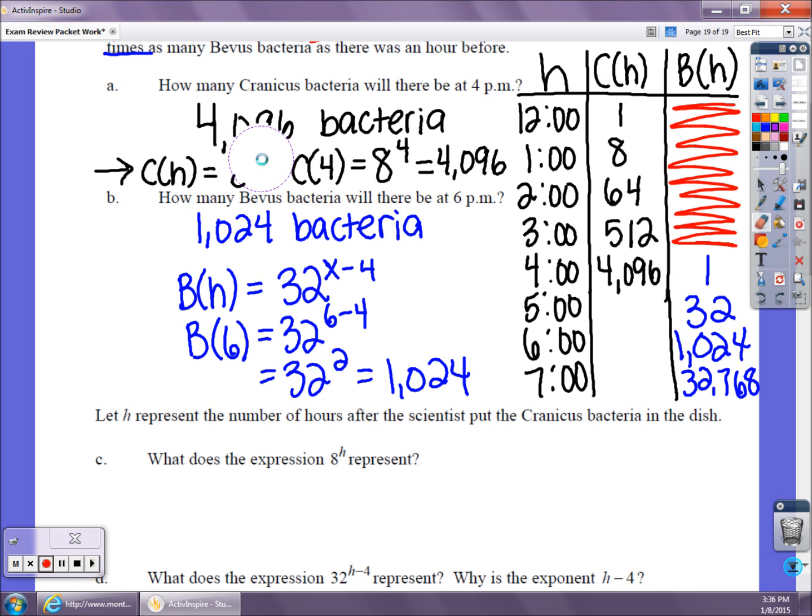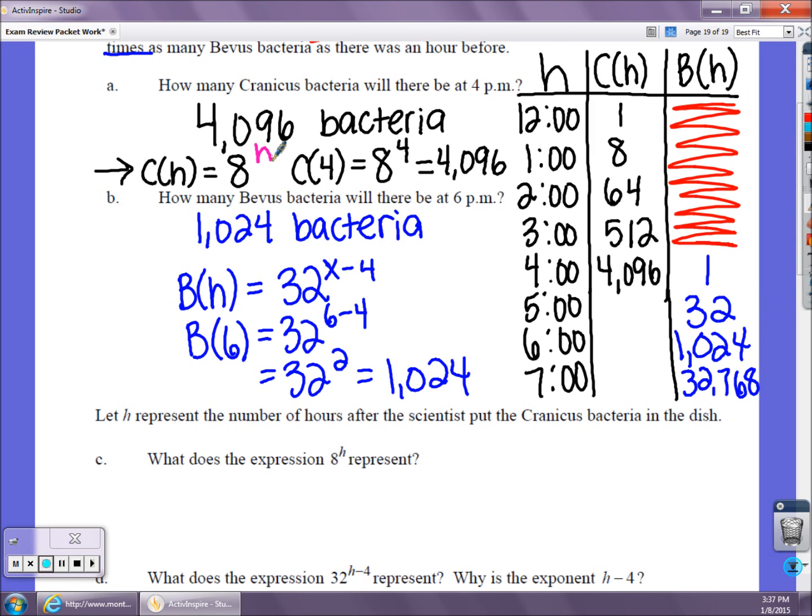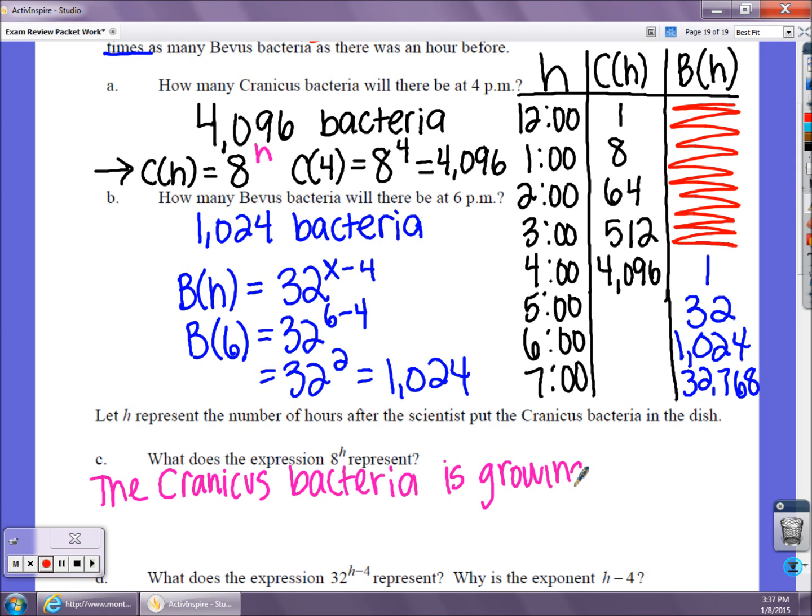I should have made these little H's up here. I'm going to fix that real quick so I can get it right. Let's see. Our 8 to the power of H. I should have used H instead of X. So we know that that is the fact that our Cranicus bacteria is growing by a factor of 8 each hour. Okay.